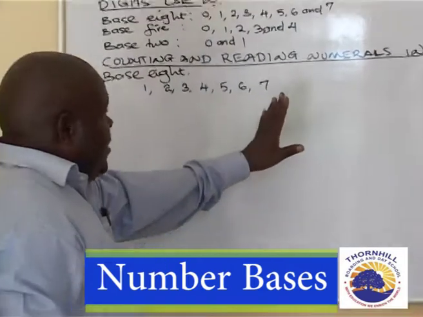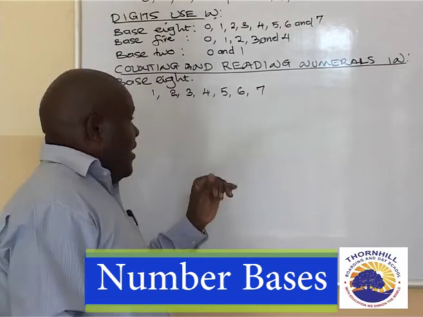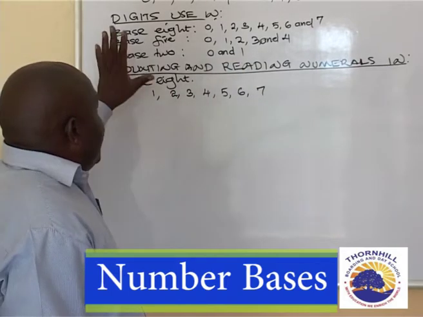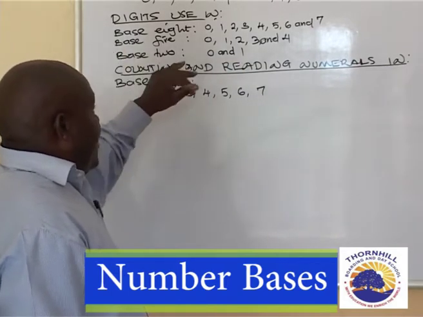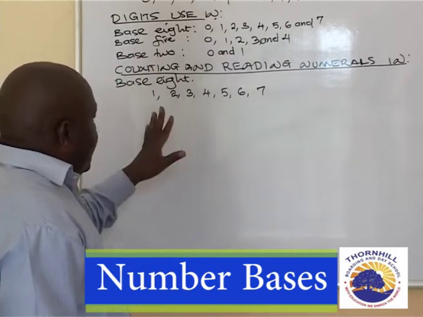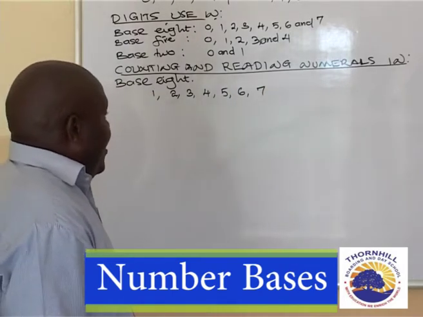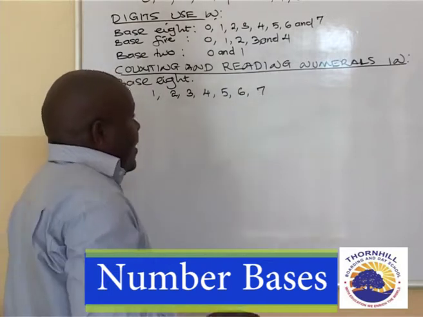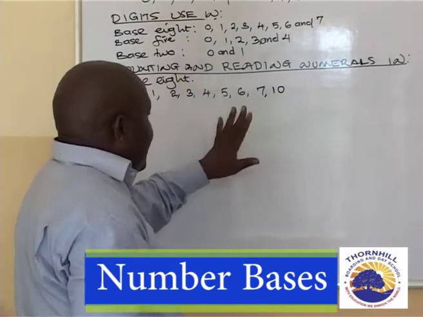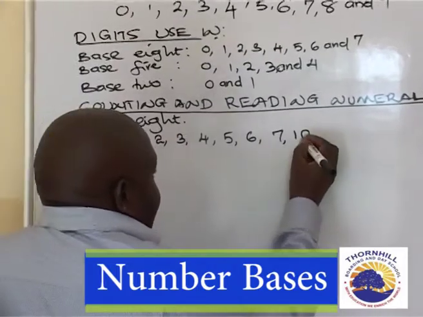Now, the 8th one, we shall not write it as 8 because it has formed a set. As I said earlier, when you are dealing with bases, you are counting in sets. We were saying all along we've been counting in sets of 10s. Now we want to count in sets of 8s, 5s, and 2s. So after 7, we shall not write our 8 per se. We shall write 1, 0. What it implies here is that we have 0 ones and one set of 8.